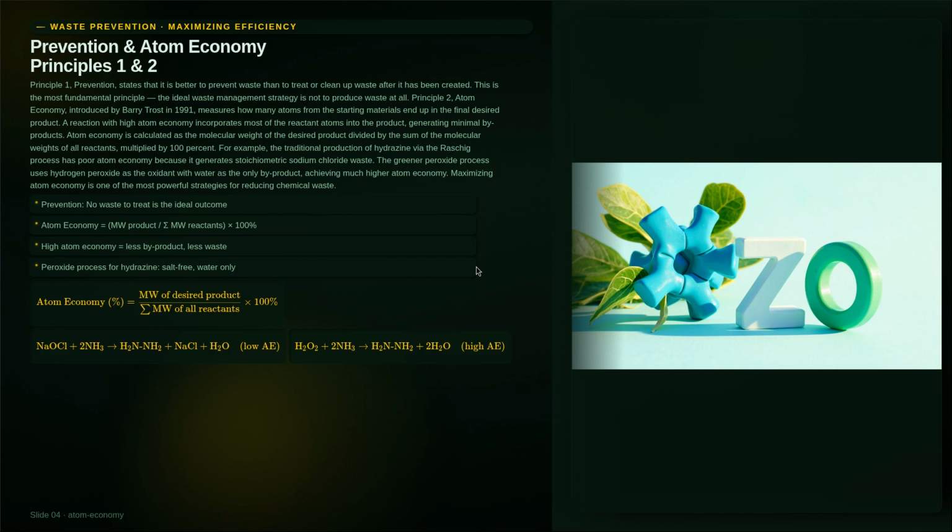A reaction with high atom economy incorporates most of the reactant atoms into the product, generating minimal byproducts. Atom economy is calculated as the molecular weight of the desired product divided by the sum of the molecular weights of all reactants, multiplied by 100%. For example, the traditional production of hydrazine via the Raschig process has poor atom economy because it generates stoichiometric sodium chloride waste. The greener peroxide process uses hydrogen peroxide as the oxidant with water as the only byproduct, achieving much higher atom economy.